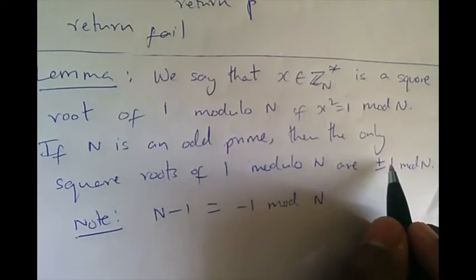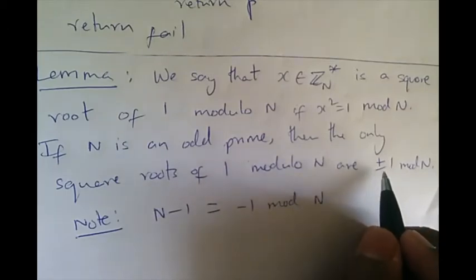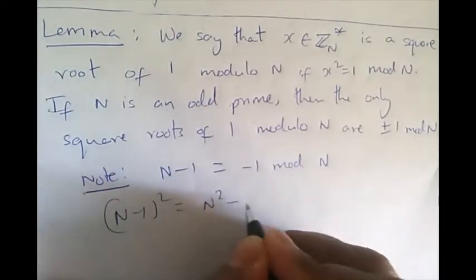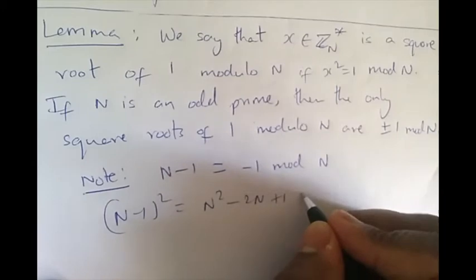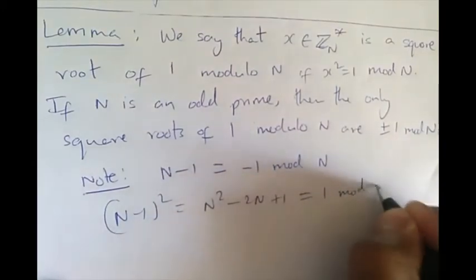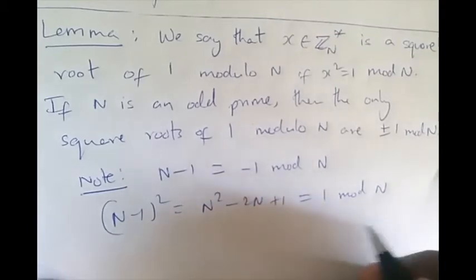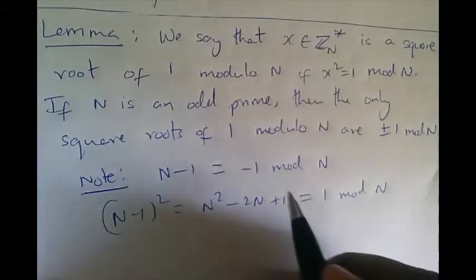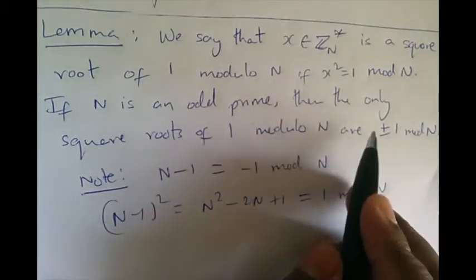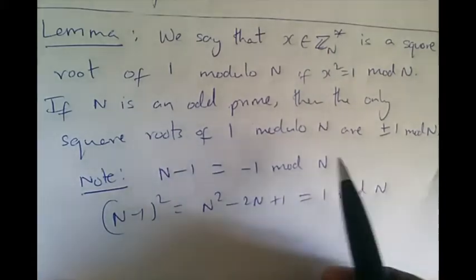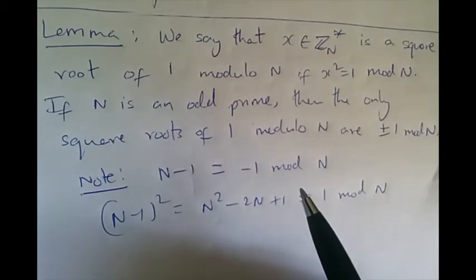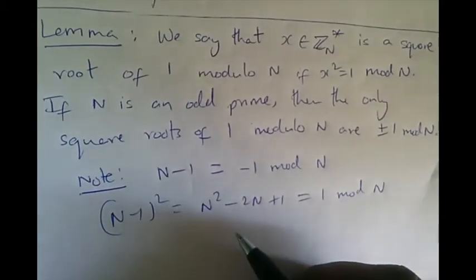Because 1 square is definitely 1, and n minus 1 square is going to be n square minus 2n plus 1, which is equal to 1 mod n. So these two, 1 and n minus 1, are definitely square roots of 1 mod n. But what the theorem says is that these are the only square roots. So we know that there are at least 2, but this theorem says that there are only 2. These are the only 2 square roots of 1 mod n. Okay. So let's prove the lemma.